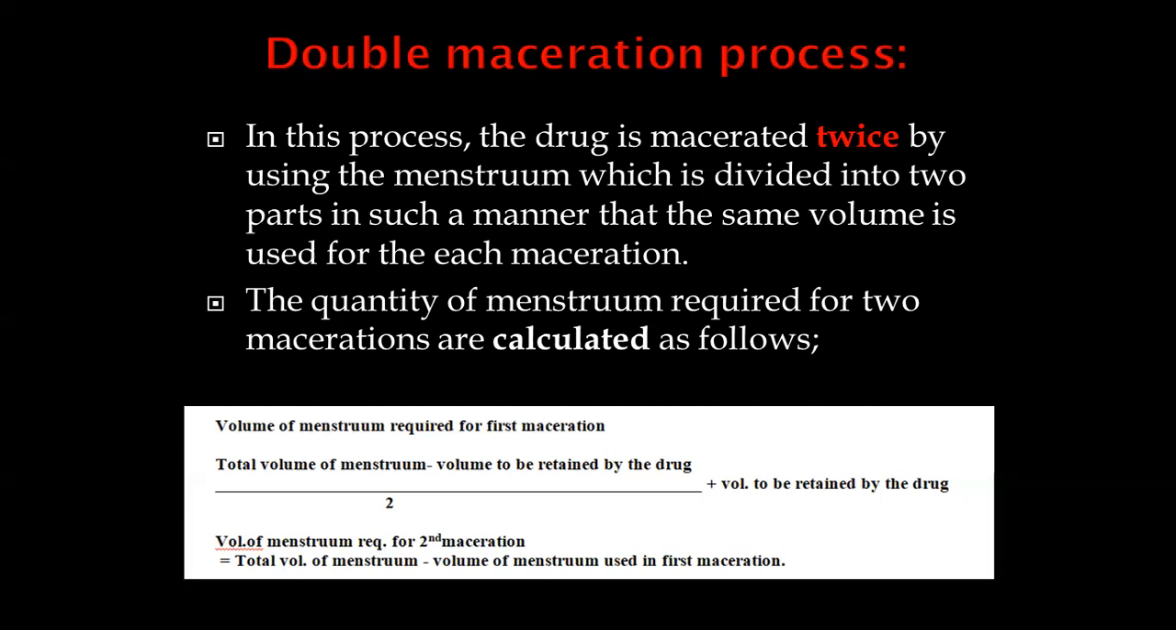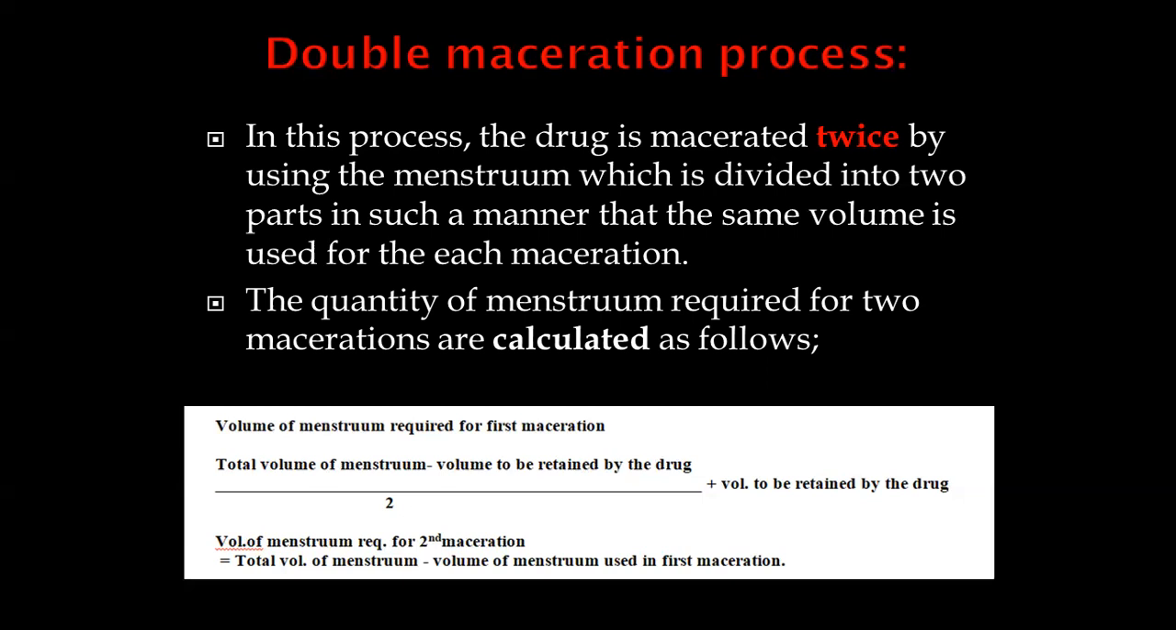divided into two parts. There is a specific formula, and according to the formula, you calculate the total volume of menstruum required for your first maceration, and use that volume for the first time, and then take the second portion of the menstruum and do it the second time. So the quantity of menstruum required for the first maceration can be calculated as the total volume of menstruum minus the volume retained by the drug, divided by 2. So here, what is the volume retained by the drug?